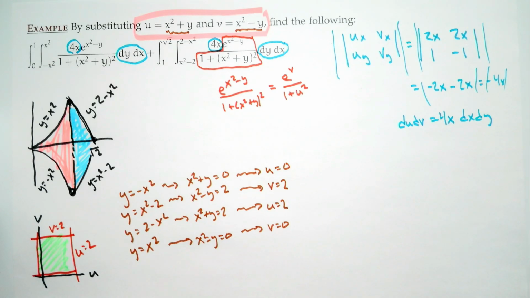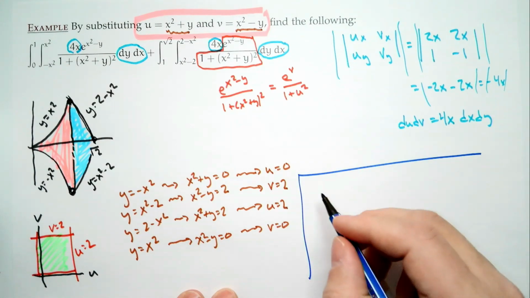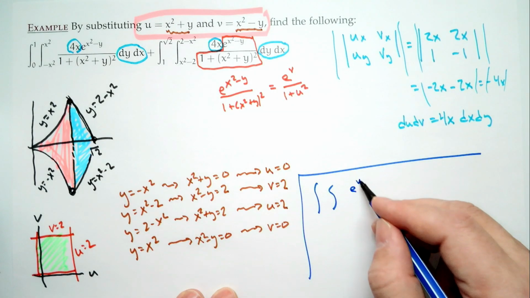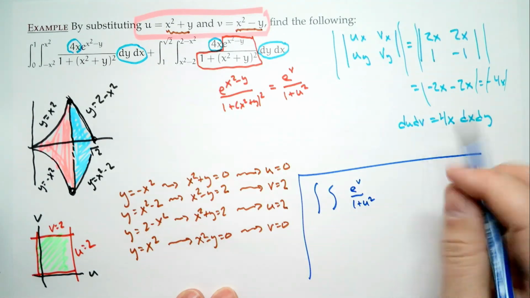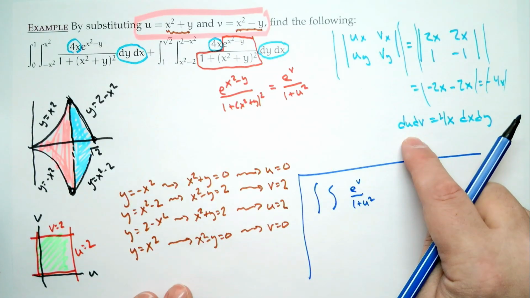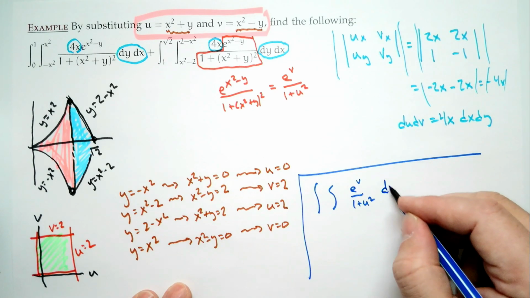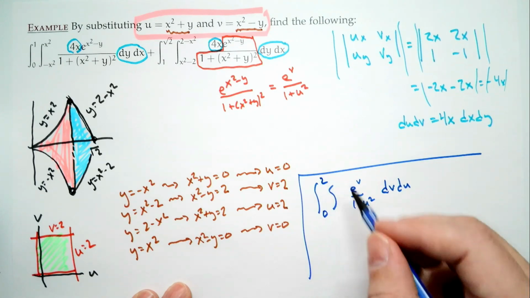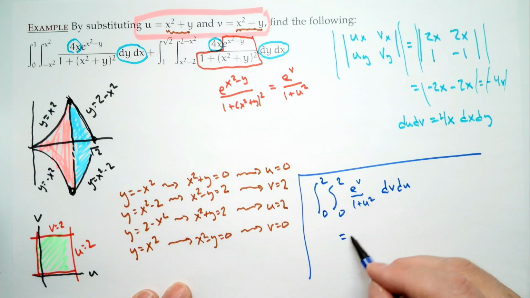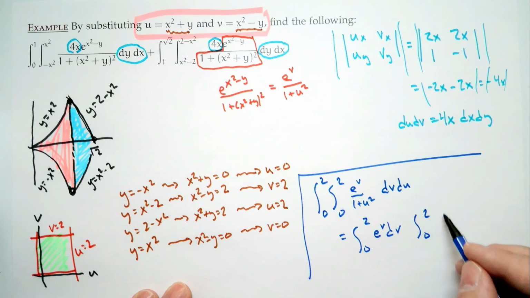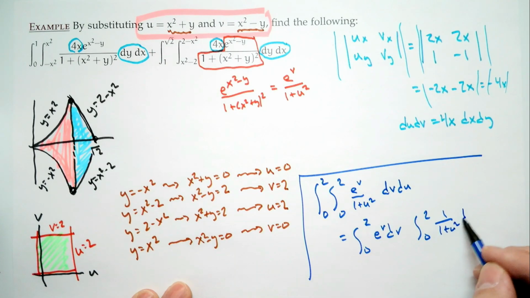So we're ready to put our pieces together. So integral, our function is e to the v over 1 plus u squared, and then we have du dv. Because remember, the dx dy is going to become our du dv. Should we do du dv or dv du? Doesn't matter in this one because of our nice shape. What are the bounds? 0 to 2, 0 to 2. And this is one we can actually pull apart. 0 to 2, e to the v dv, 0 to 2, 1 over 1 plus u squared du.